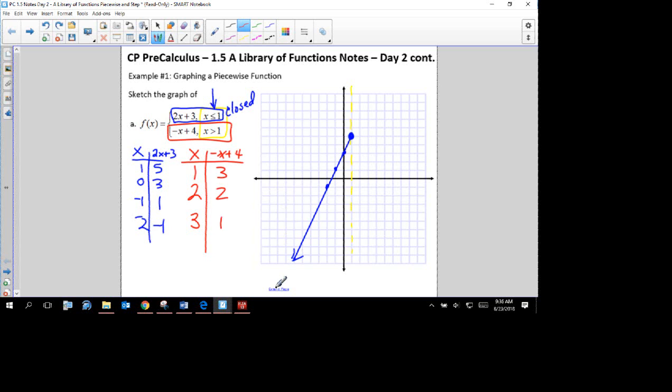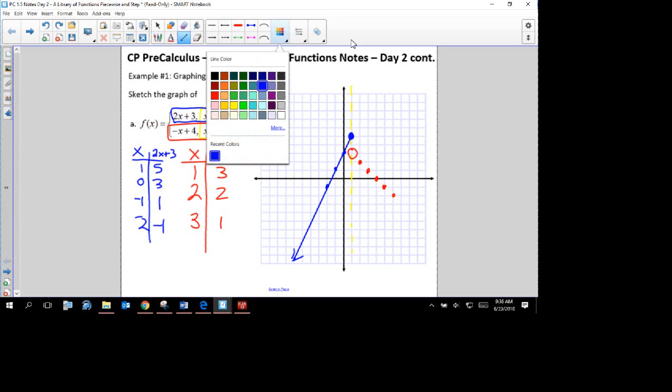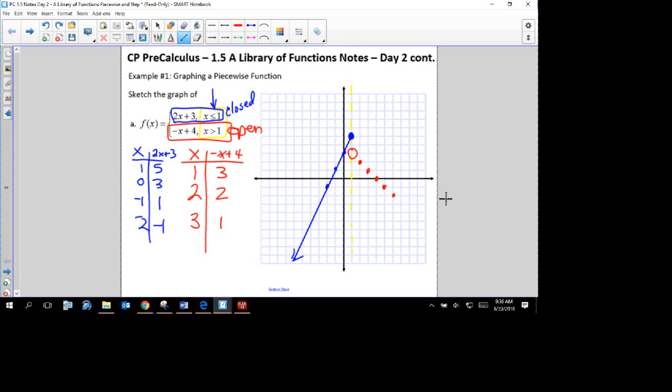And when I graph this, my very end point, this first point, is going to be an open circle because it cannot be equal to it, but it's going to be all the way up to it. So I'm going to start at 1, 3, but that's open. And then 2, 2, 3, 1. And it's a line, so I could continue my pattern or just use my straight edge, draw my line. And that's it. That's a piecewise function.